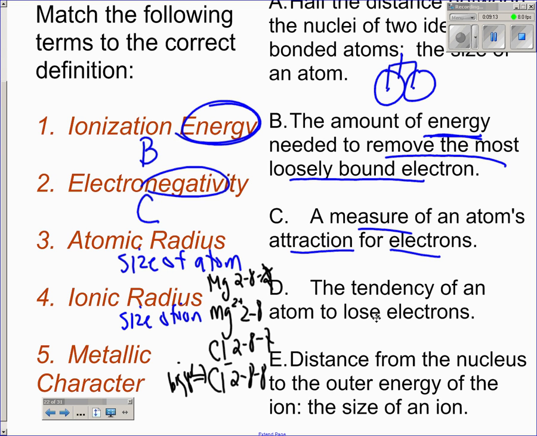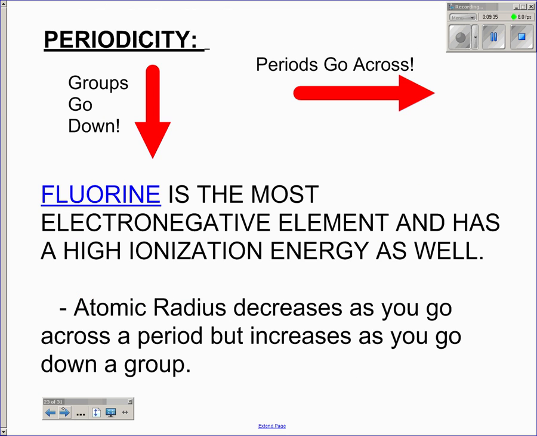Finally, metallic character is the ability to behave like a metal. What do metals want to do? Well, if we look at magnesium, metals have a small number of valence electrons. They want to lose electrons. So metallic character represents the tendency to lose electrons. Okay, now that we know the vocabulary, we can start to talk about the trends. Really what you need to know, groups go down and periods go across. Make sure you have that vocabulary right.